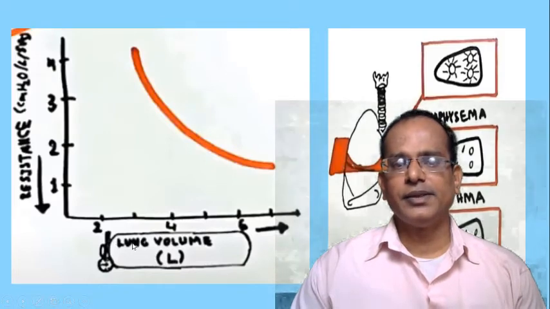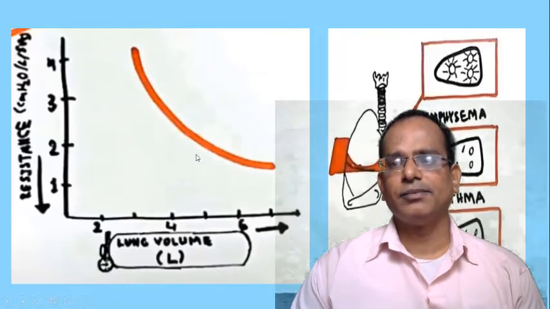Here the lung volume is given on the x-axis and resistance on the y-axis. When the lung volume increases, what is happening? Resistance is decreased. When lung volume decreases, resistance is increased. With the help of this, inhaling and exhaling are done with this concept.